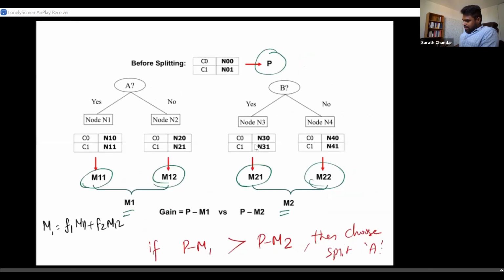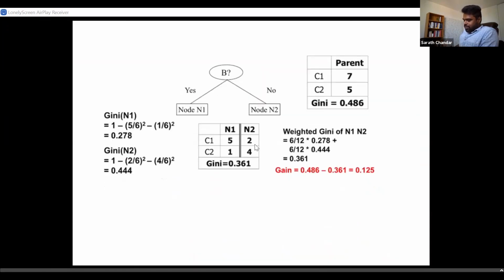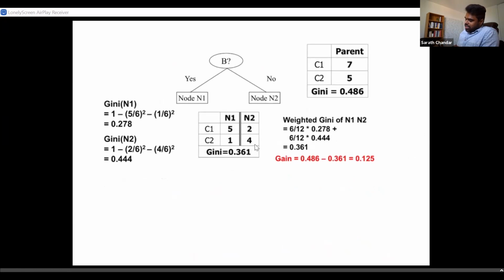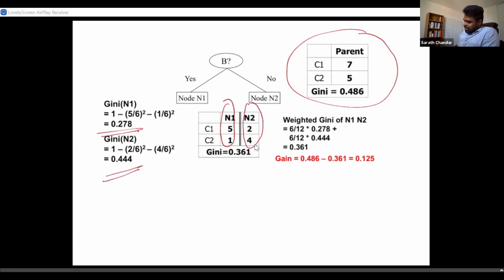Okay, now let's see an example for this. Here is an example, in a different color. This is my parent node. It has 7 of class 1 and 5 of class 2, and the Gini is given by 0.486. It's close to 0.5, right? Because it's 50-50. Now I have condition B, which splits the data into two sides. You can see this is my first Gini, computed here, and this is my second Gini, computed here. The weighted Gini is given by this formula.